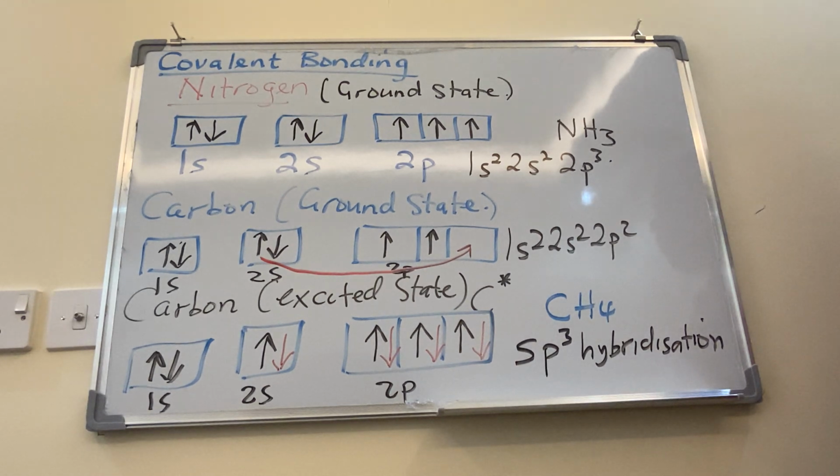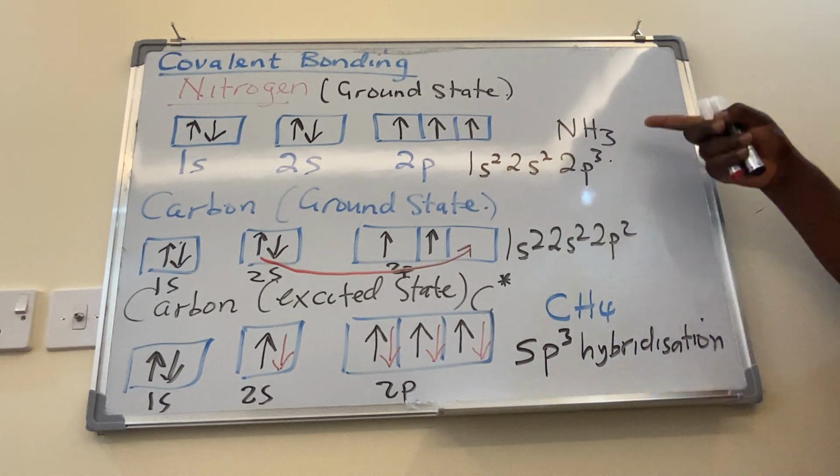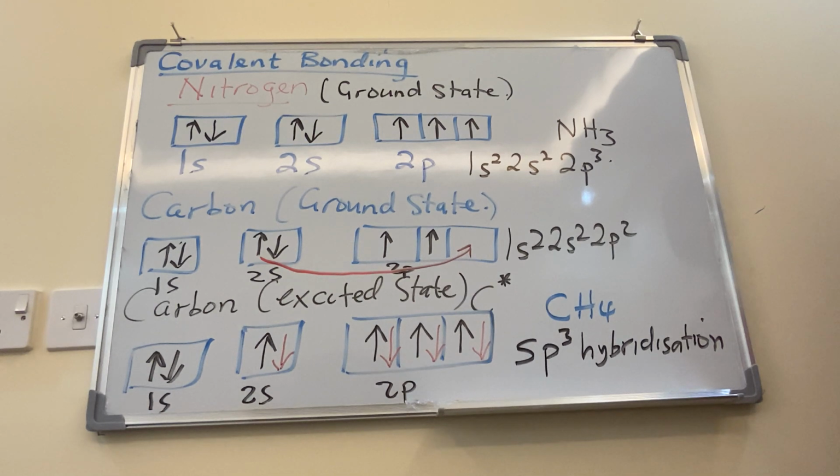In my next video, I'm going to explain sp2 hybridization and sp hybridization. I hope you have understood what we mean by nitrogen in the ground state, carbon in the ground state, carbon in the excited state, and how we form what we call sp3 hybridization.